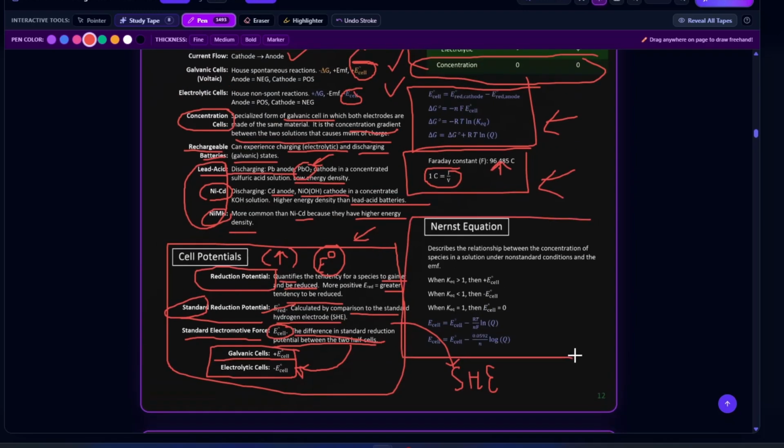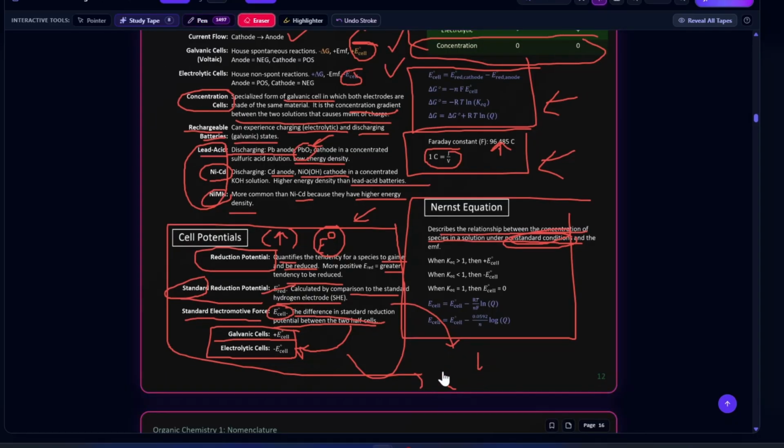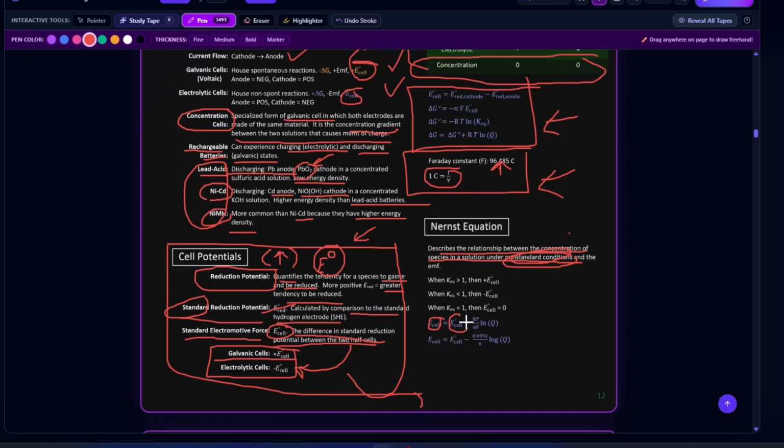And then the Nernst equation. It will help you understand this even better by doing practice questions. So this is not just memory based, by the way. The Nernst equation is the relationship between concentration of species in solution under non-standard conditions. We were just talking about standard stuff; now we're talking about non-standard. So E cell is now equal to the standard E minus this equation here. And this is another equation that could be used as well.